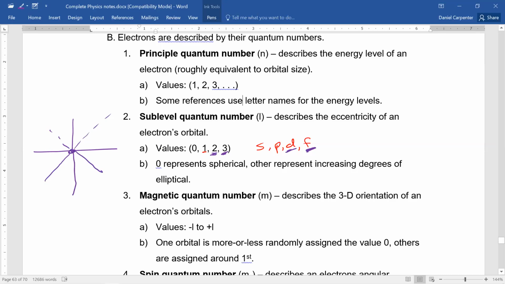So all I really want you to understand right now is that the sublevel quantum number describes the eccentricity going from spherical to more and more elliptical, but don't think ellipse like this, because they pinch at the bottom because all of the different orbitals have to fit in between each other.